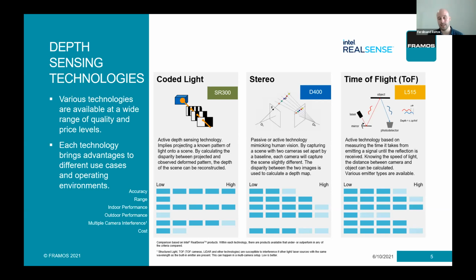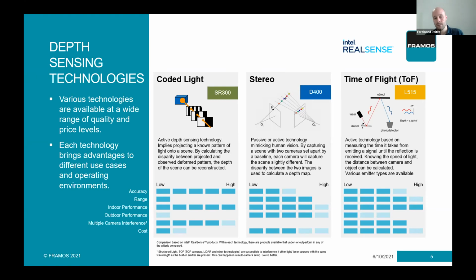Various technologies are available that use the same principle. As mentioned before, radar and ultrasonic use the same principle, which is you send out a signal and you measure the time it takes from emitting the signal to receiving the reflection of that signal. And by knowing the speed of the signal, in the case of LiDAR, the L515, the speed of light, you can easily then calculate the distance between the camera and the object that was hit.